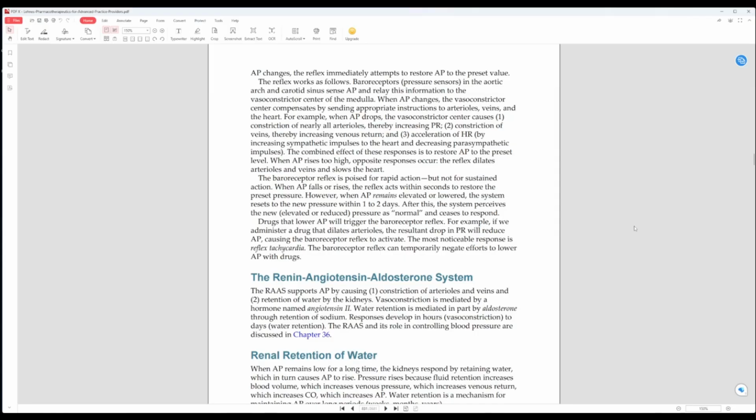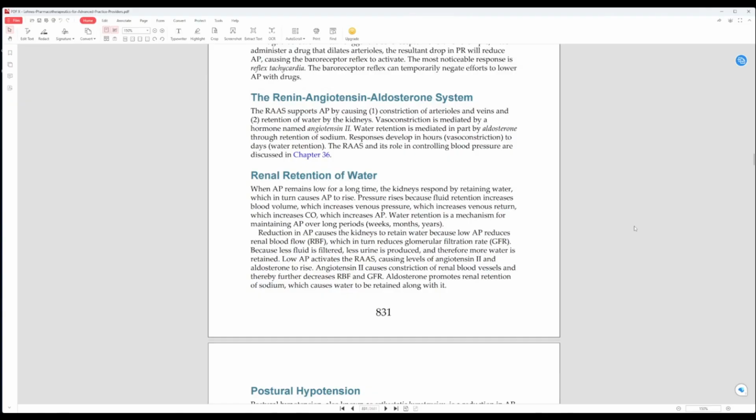Drugs that lower arterial pressure will trigger the baroreceptor reflex. So, for example, with the administration of a drug that dilates arterioles, the resultant drop in peripheral resistance will reduce arterial pressure, causing the baroreceptor reflex to activate. The most noticeable response is the reflex tachycardia. The baroreceptor reflex can temporarily negate efforts to lower arterial pressure with drugs.